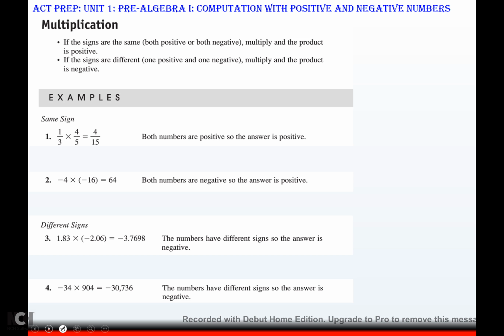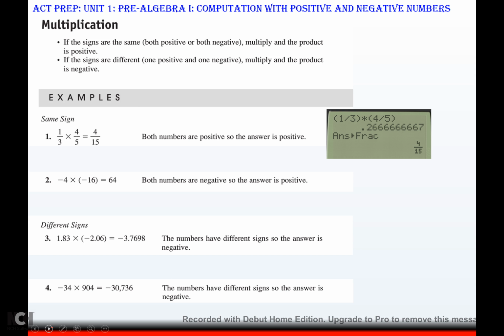All right, multiplication. When you multiply or divide and the signs are the same, your answer is positive. If the signs are different, your answer is negative. Again, your calculator will take care of the signs as long as you type them properly.